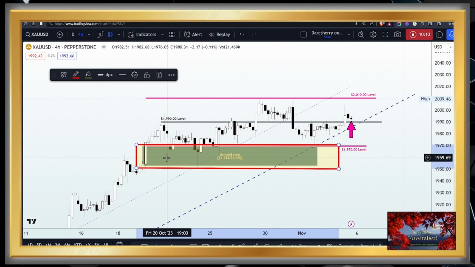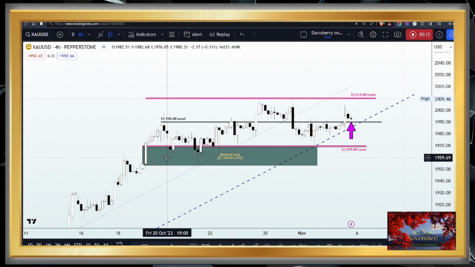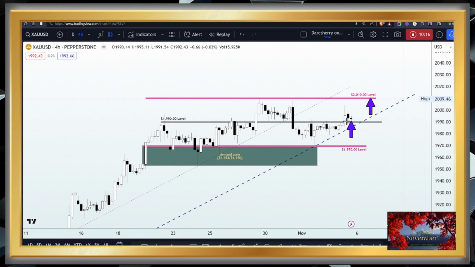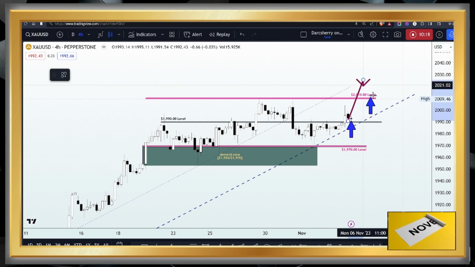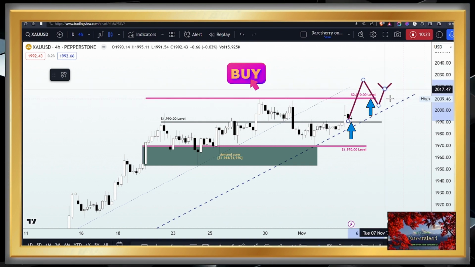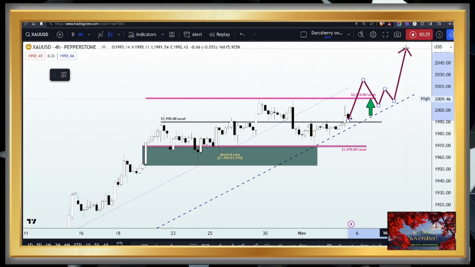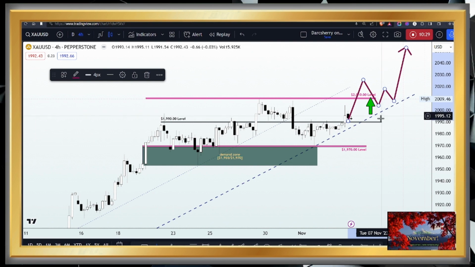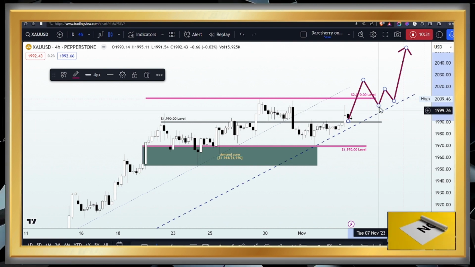So if I want to consider buying here, I want price to remain above the ascending trend line, with a further breakout of the $2,010 level, taking out all the sell positions there to give me an opportunity to join an uptrend move.